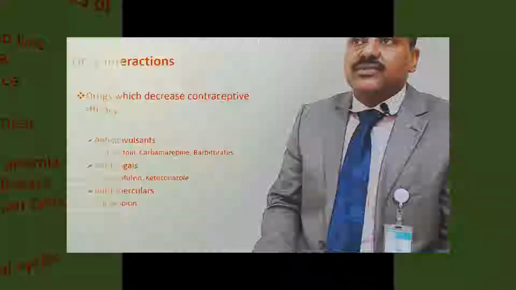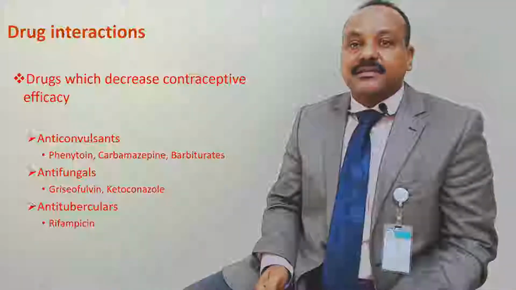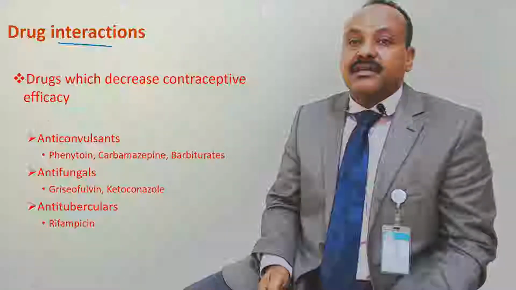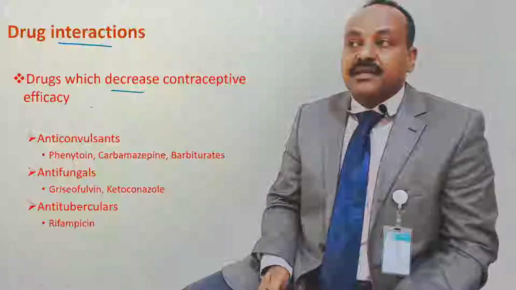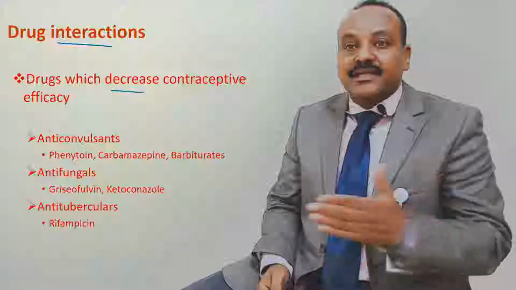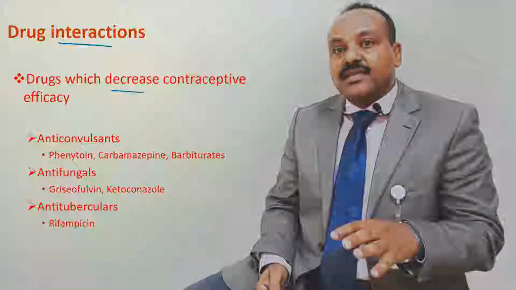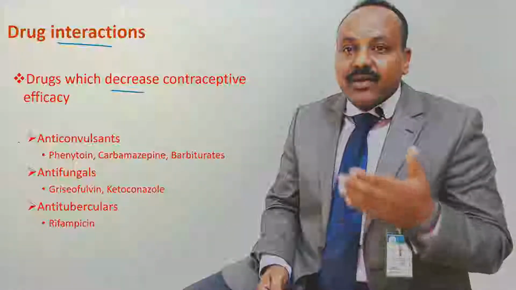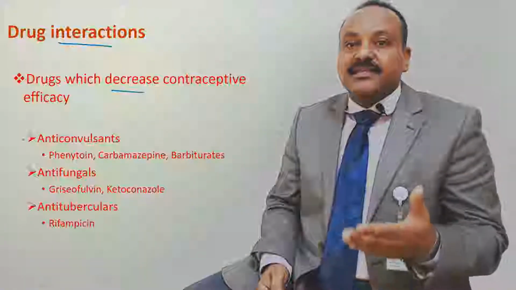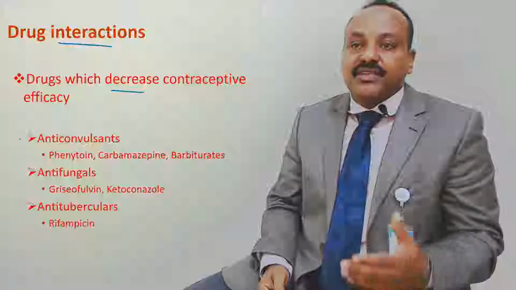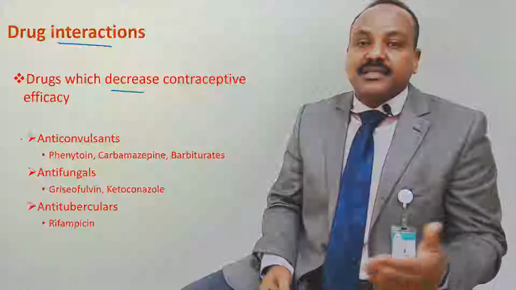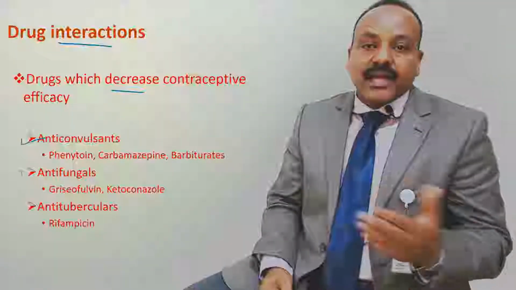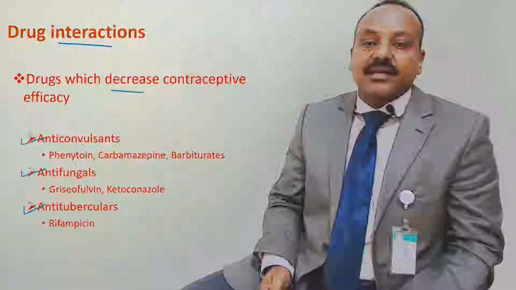But they found that these pills also interact with other drugs, like anticonvulsants. It will decrease efficacy. This is what we call drug interactions. If the patient is epileptic and using an anticonvulsant, and now is using a contraceptive, then the efficacy decreases. The efficacy of contraceptive drugs is decreased by anticonvulsants like phenytoin, carbamazepine, barbiturates, and also by antifungal and antitubercular drugs.